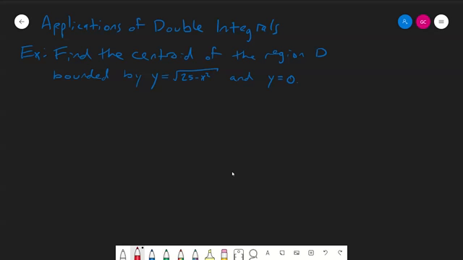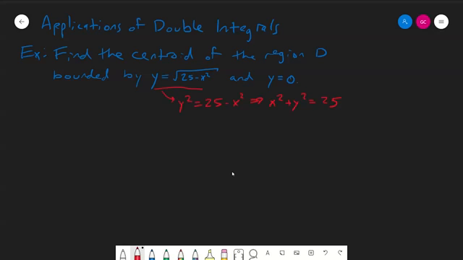Now let's find the centroid of the region bounded by the curve y equals the square root of 25 minus x squared and y equals 0. Let's start with this first boundary here. We can square both sides to get y squared is 25 minus x squared, and so x squared plus y squared equals 25.